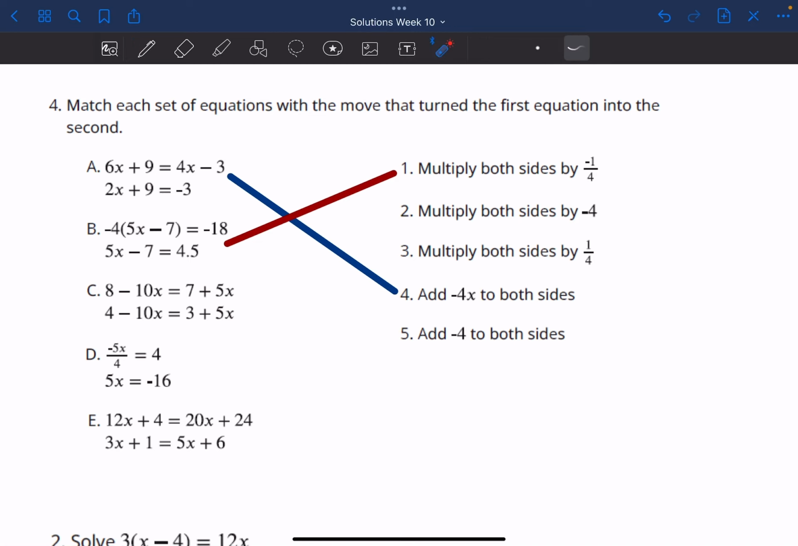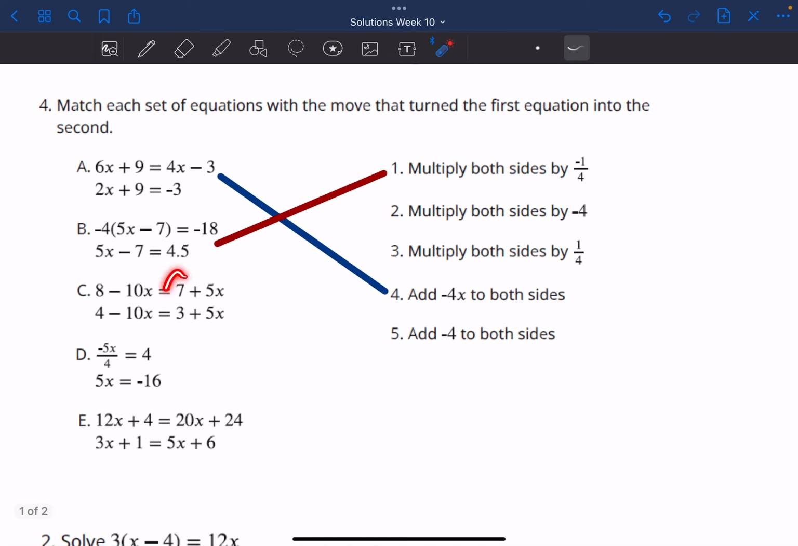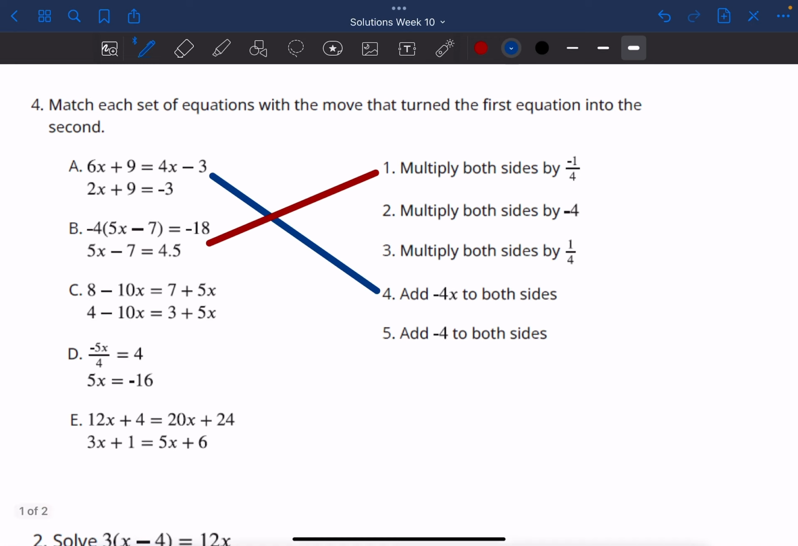For part C or choice C, we have 8, and then I see the 10x is staying the same, so it looks like something with just the constant numbers here. And that, again, is also what appears to be the same on this side. So 7 is changing to 3, so that seems like I am subtracting 4 from that. And likewise here, this would also work by subtracting 4. So again, we're going to use the add negative to our advantage here, and say that we are adding a negative 4 to both sides, and that would have the same effect.